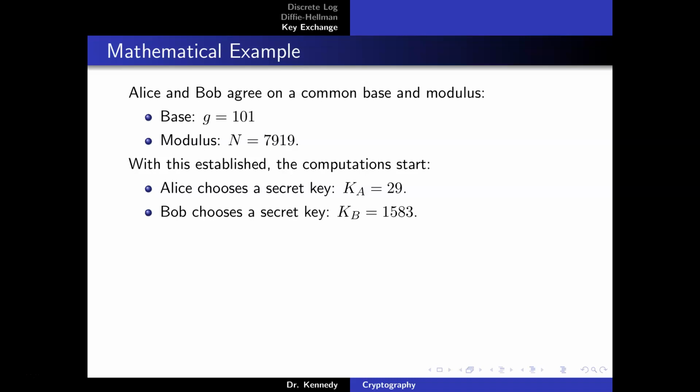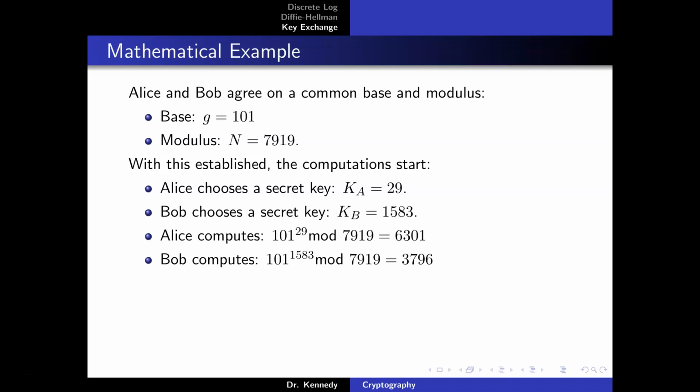And now they start using the exponential cipher. Alice takes that common base, 101. She raises it to the 29th power, her secret number, and she gets 6301. Bob does the same thing with his secret number. He takes 101, same base, raises it to the 1583, reduces it mod 7919, and he gets 3,796. With those computations done, they exchange the numbers. Alice sends 6301 to Bob. Bob sends 3796 to Alice.